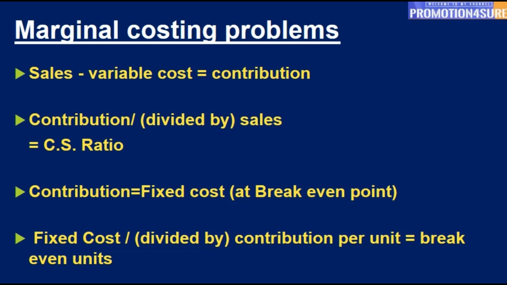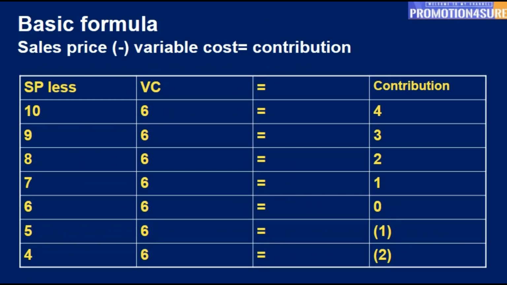Now contribution divided by sales is the contribution ratio. Now contribution is equal to the fixed cost, which is also called the break even point. So whatever amount you have invested to set up your business, if you are able to get it back, it is called a break even point. Now fixed cost divided by contribution per unit is break even units.